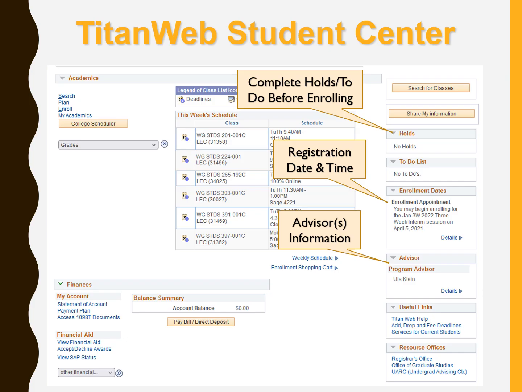This is also where you can access your course history, academic requirements, unofficial transcripts, SAP, financial aid, billing information, and so much more.